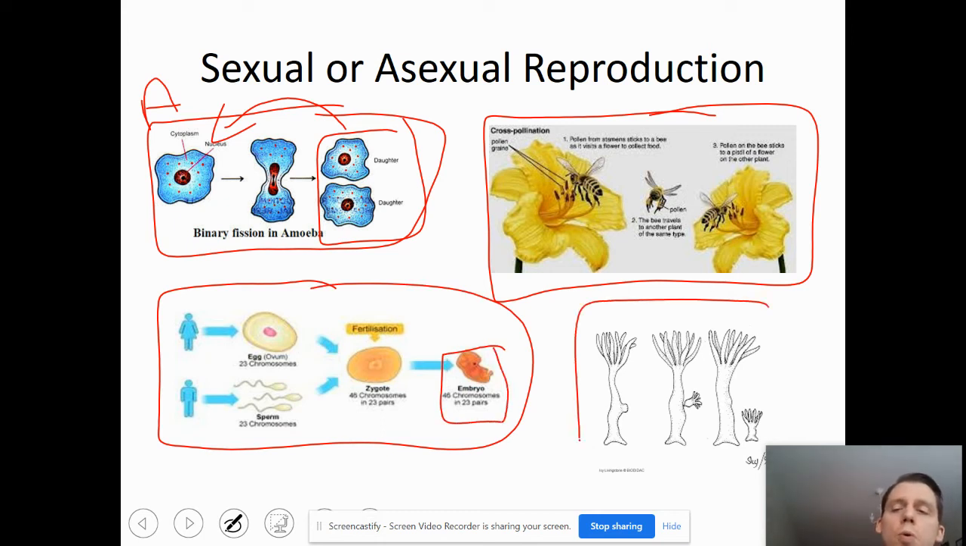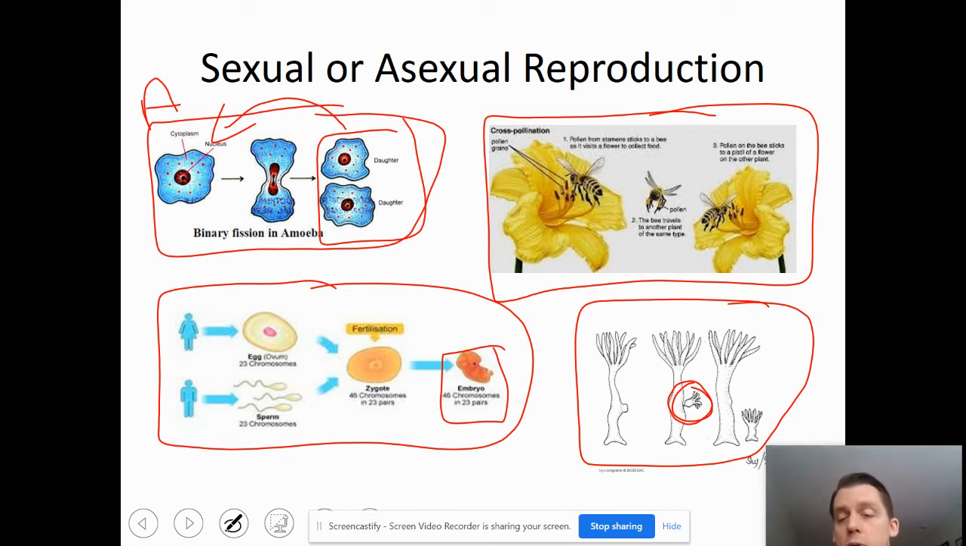This one on the lower right is a hydra, which is a tiny little aquatic organism cloning itself by making a bud. That's the bud. The bud is a clone of the full-grown hydra, which is sort of like a jellyfish, and it is going to release and make a new clone, a new genetically identical individual somewhere else. So that is asexual reproduction.